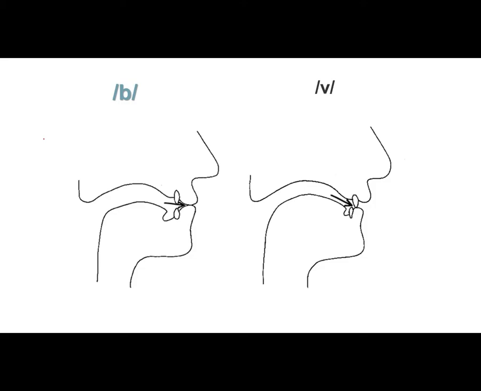Now let's take a look at B and V. So this is, of course, the B sound and the V sound. Now with B, we see here the lips are closed. Bilabial stop. And we see the teeth are open. So it's ba, ba, ba, ba.